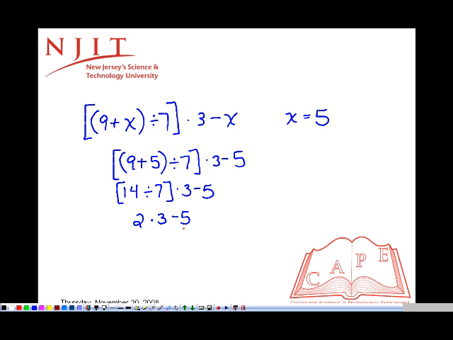Now the next rule of thumb is after you do all the parentheses, the next is either multiplication or division. Here we have a multiplication of 2 times 3. 2 times 3 is 6. And all we're left with is minus 5. We don't have any other multiplication or division left, so the last step is either addition or subtraction. In this case we just have the subtraction of 6 minus 5, which simply gives us 1. So our final answer is 1. Let's try this with one more example.